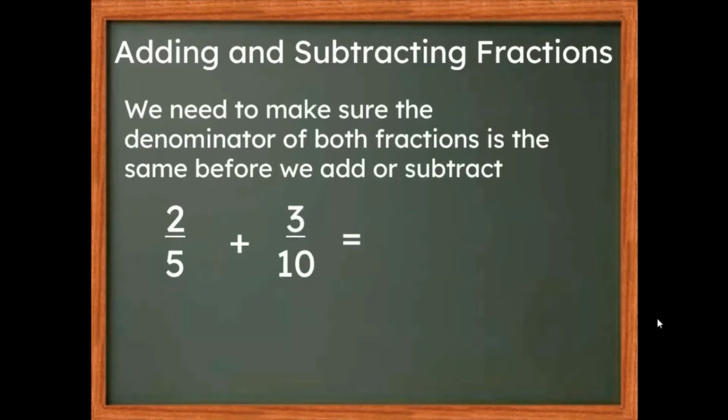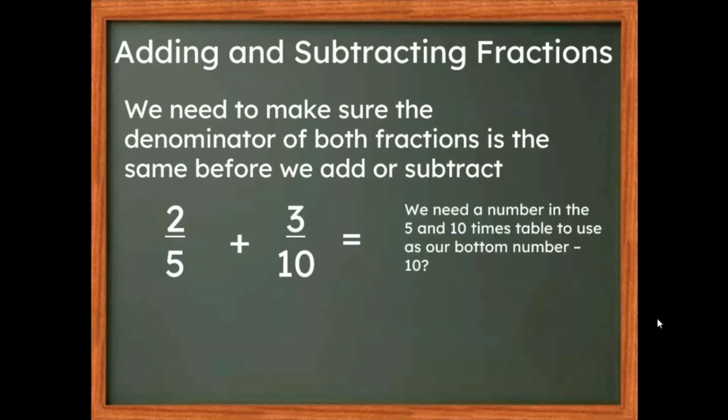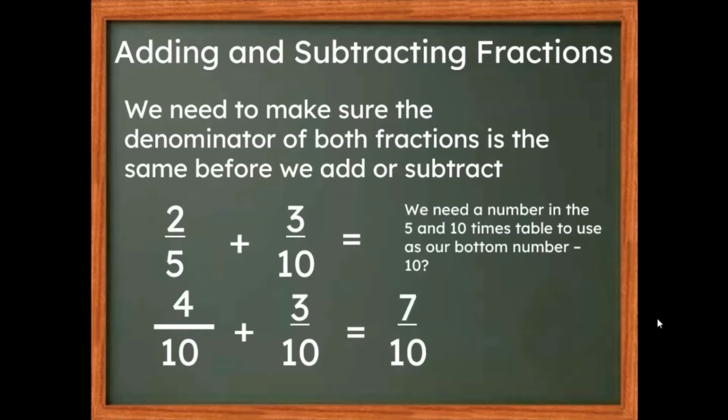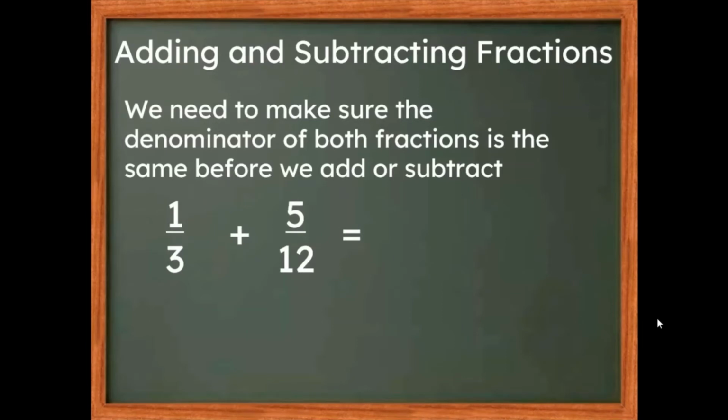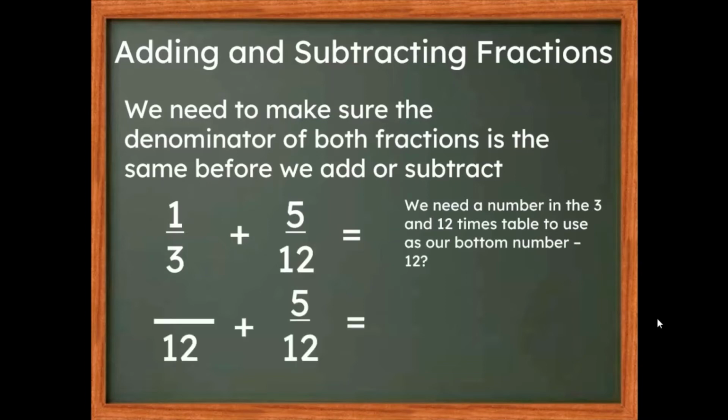So let's do some easier examples. We need to make sure the denominator of both fractions is the same before we add or subtract. So 2/5 plus 3/10. We need a number in the 5 and the 10 times table, and 10 will do. So I want so many 10ths to be 2/5. I multiply the bottom by 2, I multiply the top by 2, now I can add. Now 1/3 and 5/12. Well, a number in the 3 and the 12 times table, 12 will do. Then I'm multiplying 3 by 4, so I get 4/12, and 4/12 plus 5/12 is 9/12, and that will simplify.